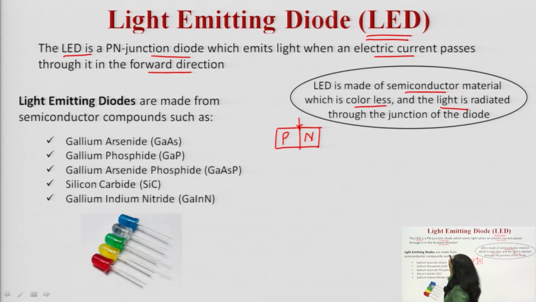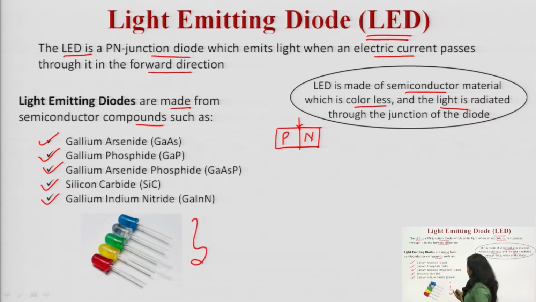LEDs are made from semiconductor compounds. As I have told you, there are two categories, elemental and compound. For the manufacturing of LEDs, compound semiconductors are used, and you must remember some of the compound semiconductor names, like gallium arsenide, gallium phosphide, gallium arsenide phosphide, silicon carbide, gallium indium nitride. Even here you can see some of the different colored LEDs.